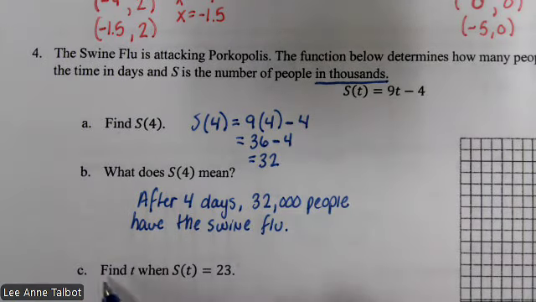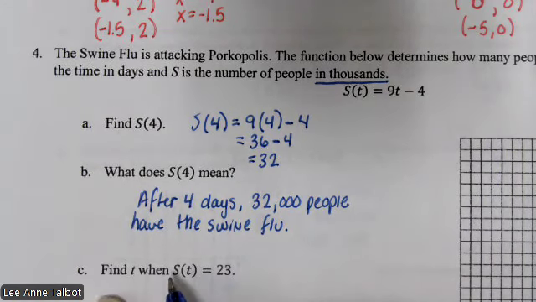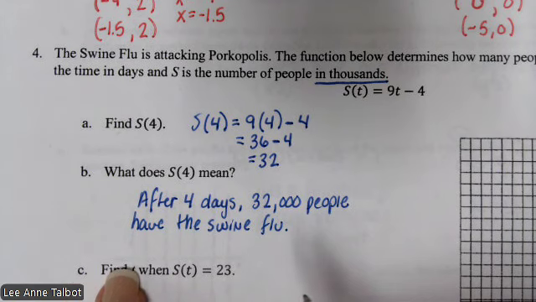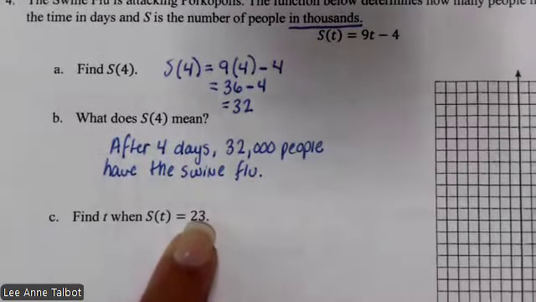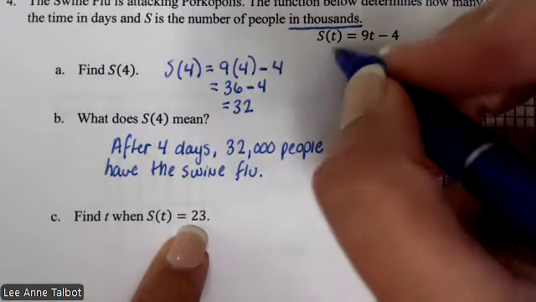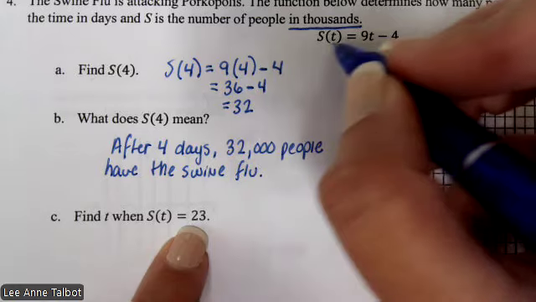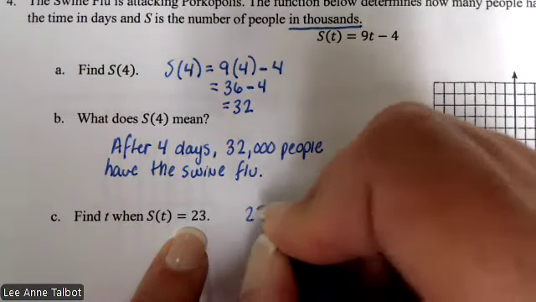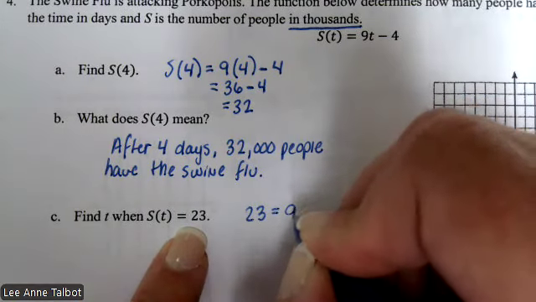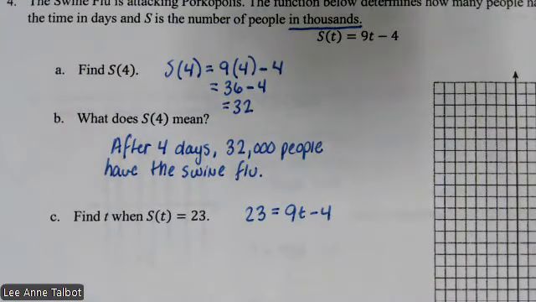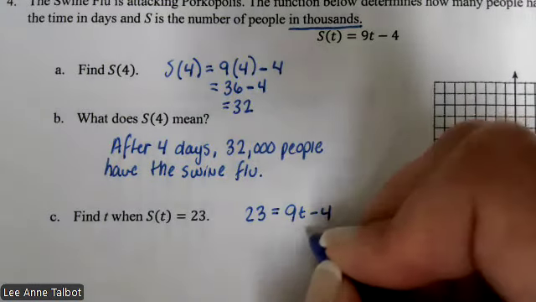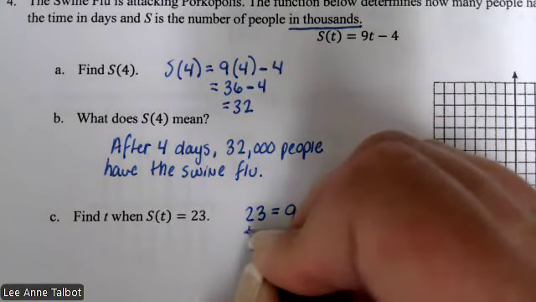Find T when S of T equals 23,000. So this is saying how many days will it be when 23,000 people have the swine flu? This is a backwards function machine. So you take 23 and you substitute it for S of T. So 23 equals 9T minus 4. Plus 4.